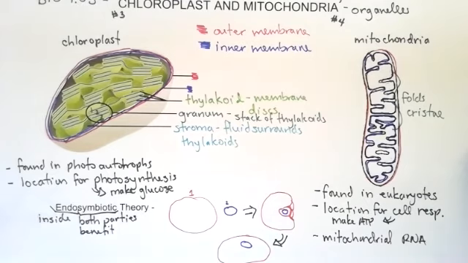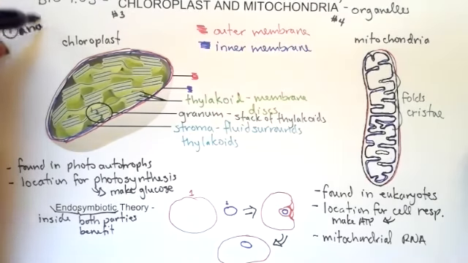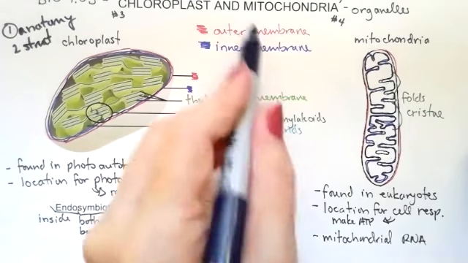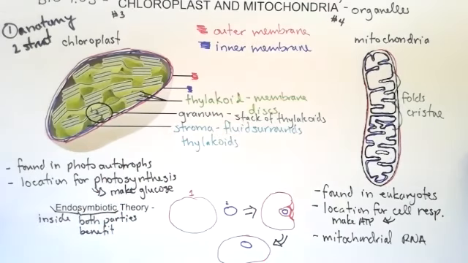So what were we trying to do with this video? The first thing we wanted to do was to learn the parts, the anatomy of our two structures. You should be able to know the thylakoid membranes, granum, inner membrane, outer membrane, and their general function. So their location, found in the photoautotrophs, and this carries out photosynthesis. This carries out cell respiration.